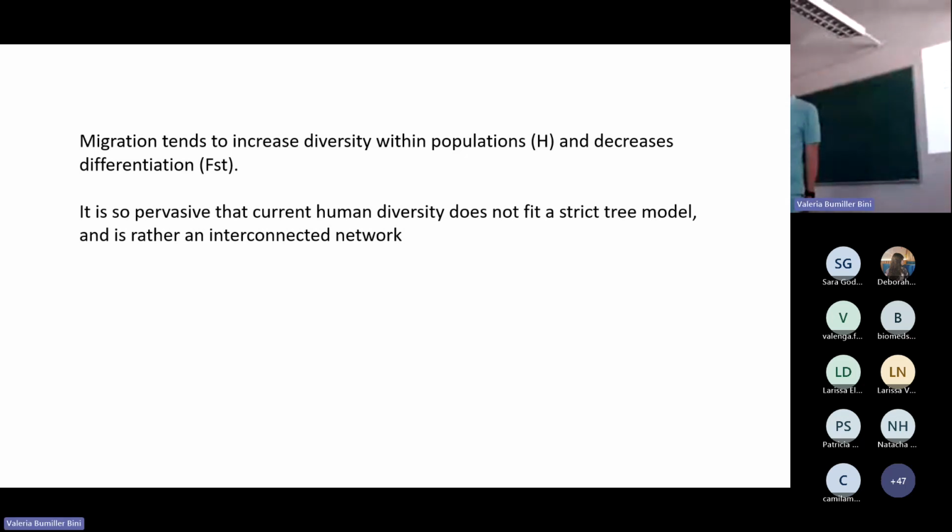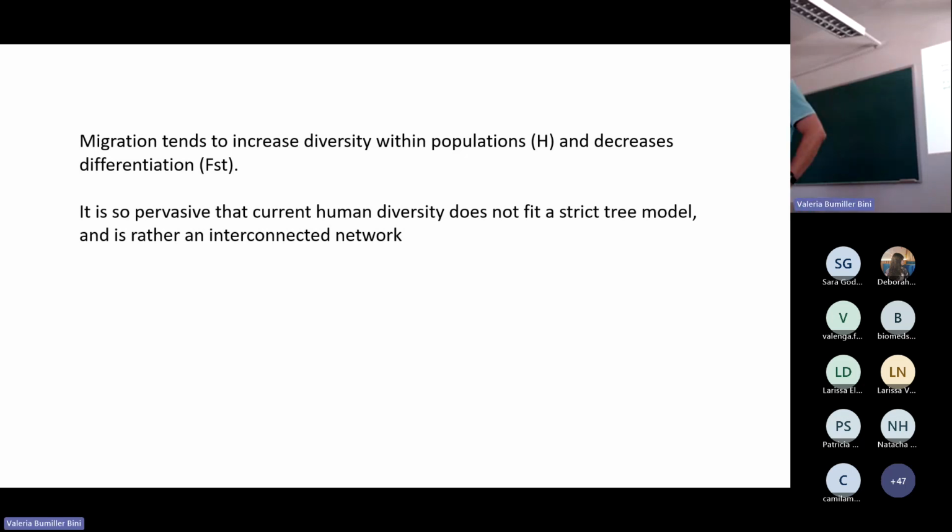So I have reviewed many papers in my scientific career, and that's something that, I don't know if I should say that it gives me pleasure. Okay, yeah, I have something to say. Whenever I see human genetic diversity, even particularly at the local scale, represented as a tree.